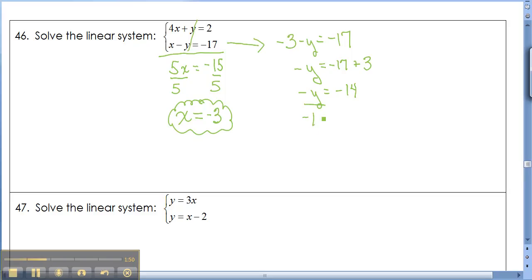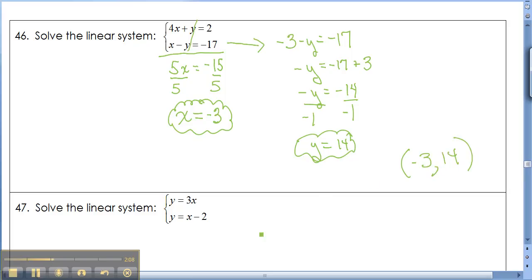To get rid of that negative in front of the y, because we have to do that, divide both sides by negative 1, and you get y equals positive 14. So our x value for our solution is negative 3, and our y value is 14.